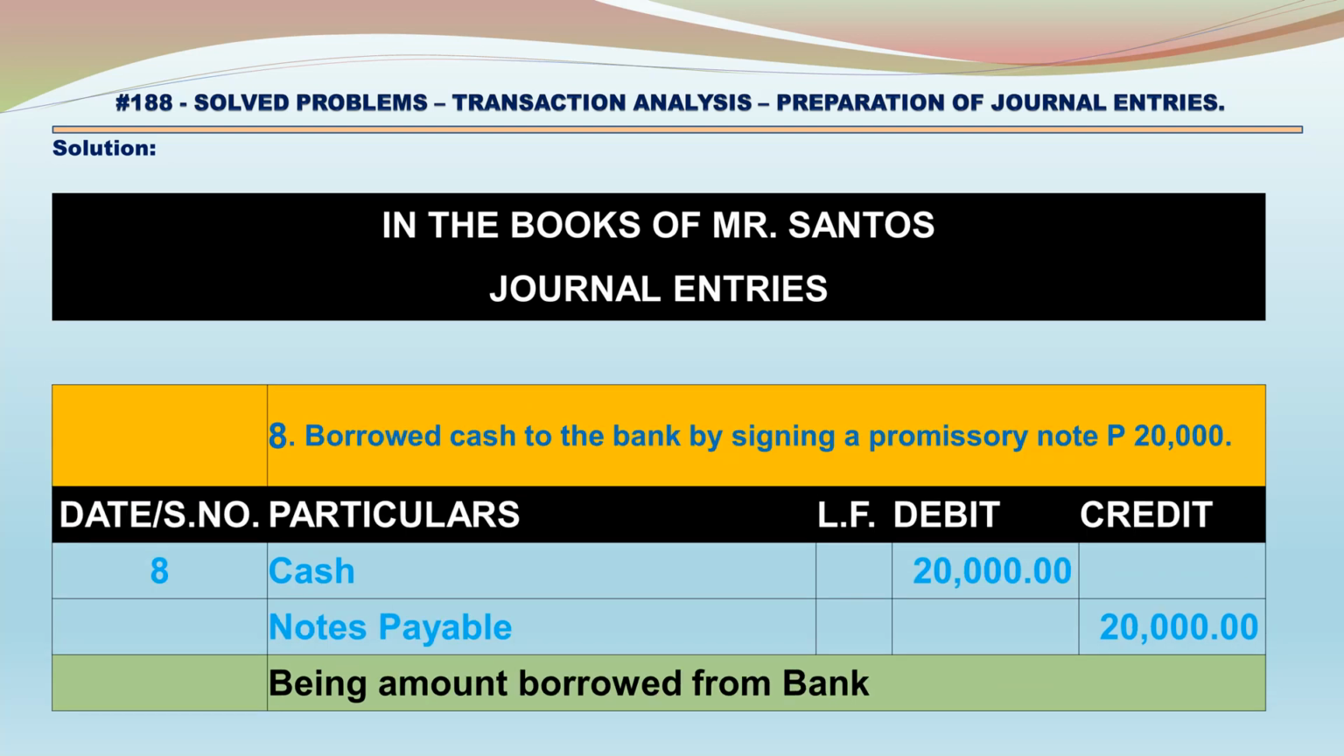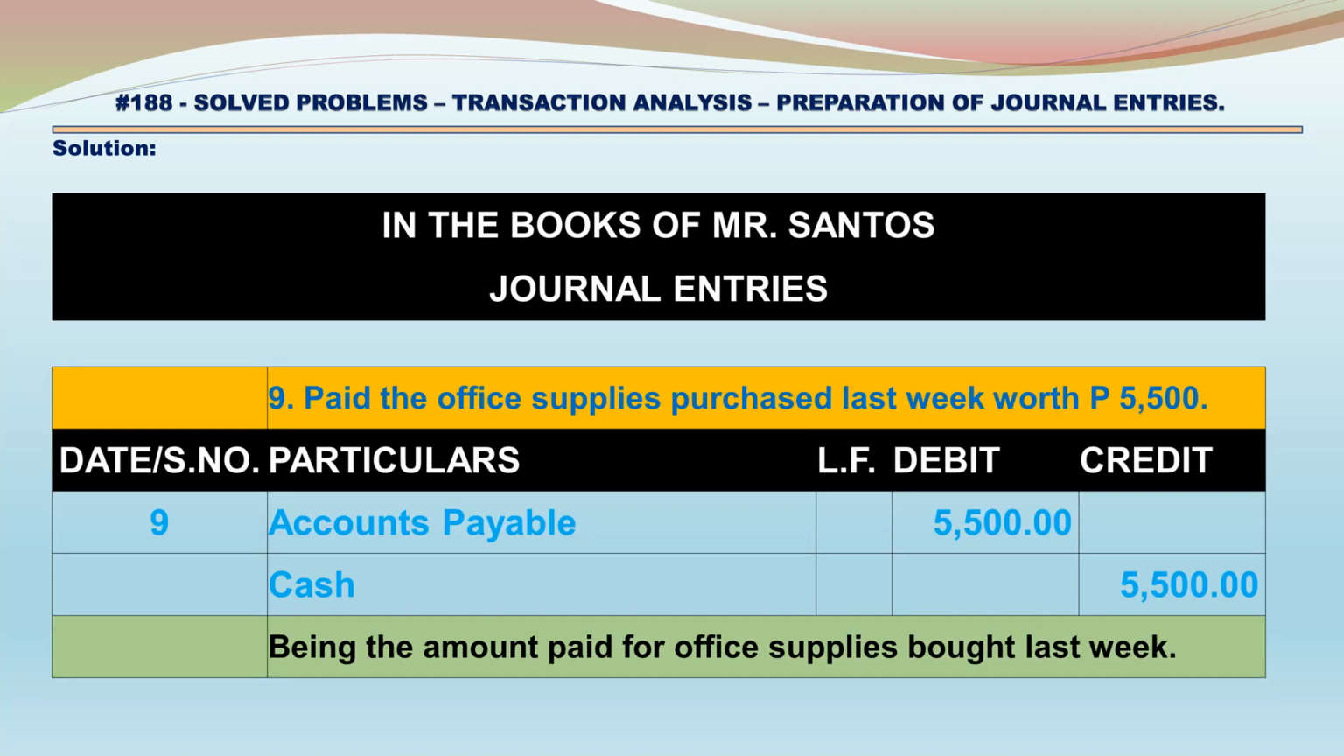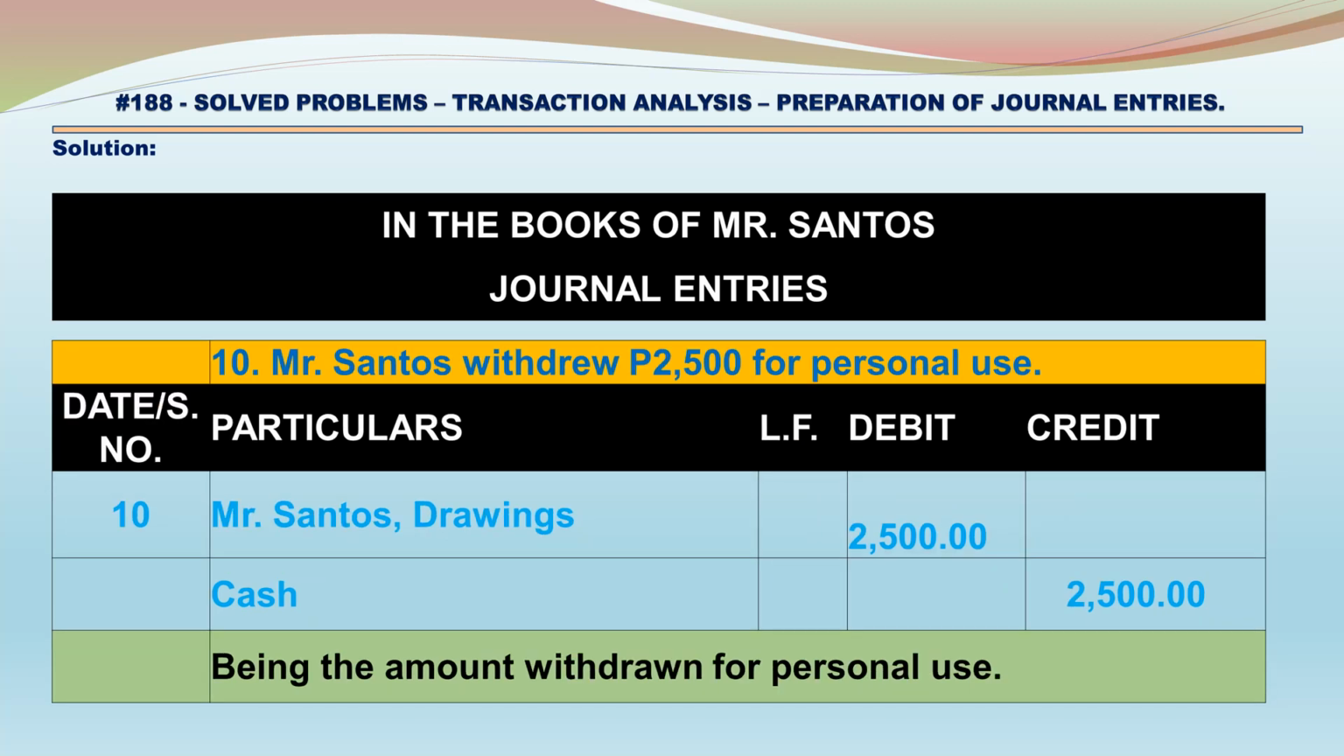8. Borrowed cash from the bank by signing a promissory note 20,000. Cash debit 20,000, notes payable credit 20,000, being the amount borrowed from bank. 9. Paid the office supplies purchased last week worth 5,500. Accounts payable debit 5,500, cash credit 5,500, being the amount paid for office supplies bought last week. 10. Mr. Santosh withdrew 2,500 for personal use. Drawings debit 2,500, cash credit 2,500, being the amount withdrawn for personal use.